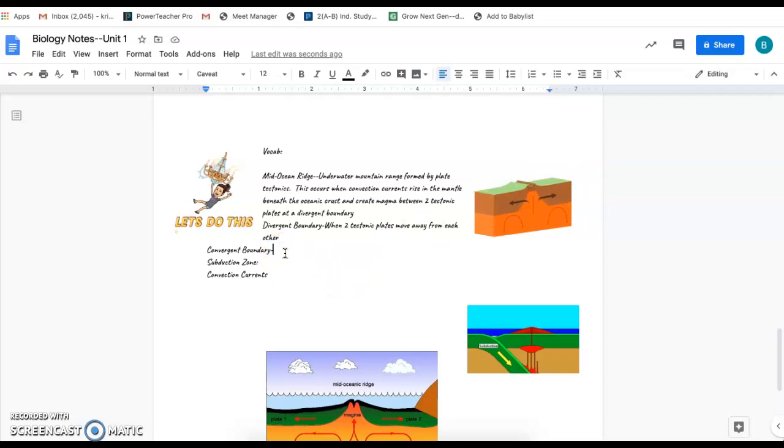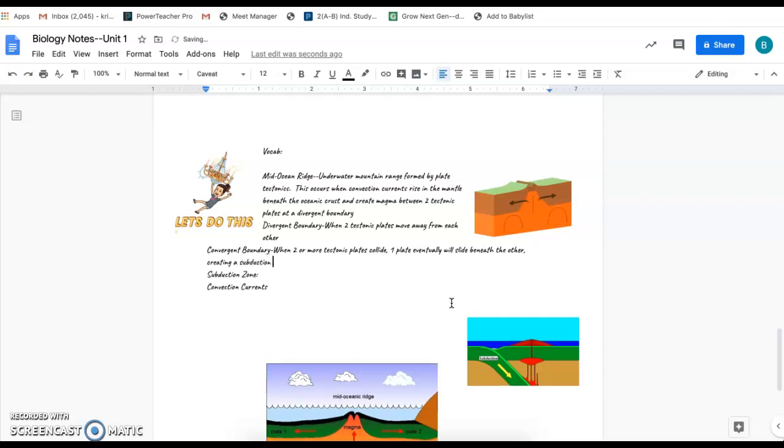A convergent boundary is the exact opposite, which is when two or more, it's usually two, but two or more tectonic plates collide or come towards each other. So I don't have a picture of that one, but basically it's just the opposite of this. Actually, I do have a picture. Two plates are colliding, coming together. These create what are called subduction zones. So one plate eventually will slide beneath the other, creating a subduction zone.